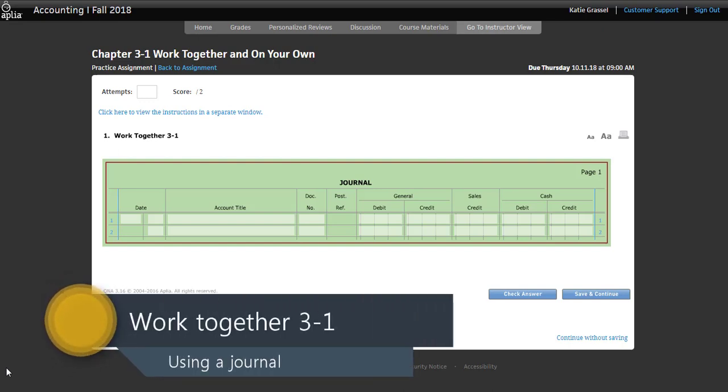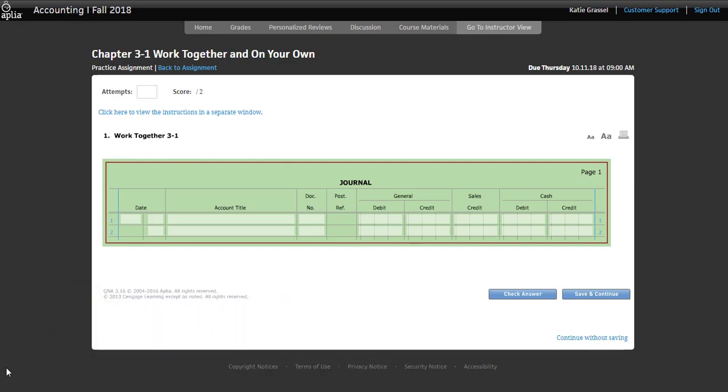Chapter 3 is going to take what we know already about transactions and what we know about debits and credits, but we are not going to use a T account anymore. What we are going to use is called a journal, and this is called a multi-column journal. It's called multi-column because we have multiple columns. That's the sophisticated name for it.